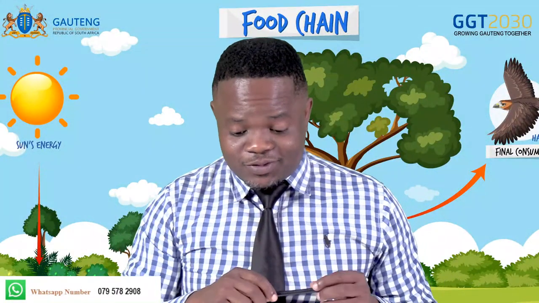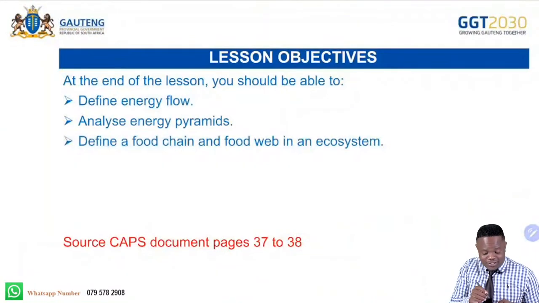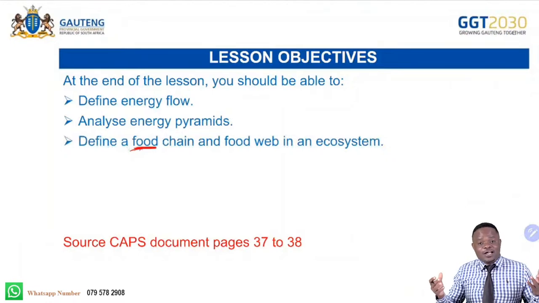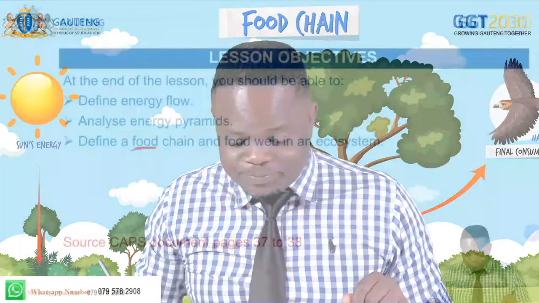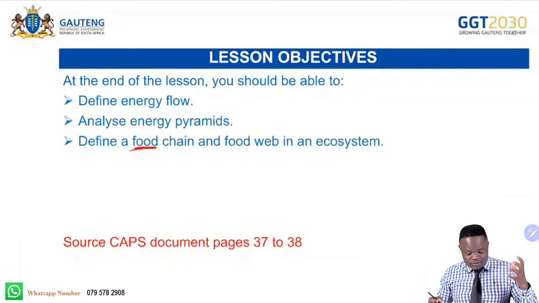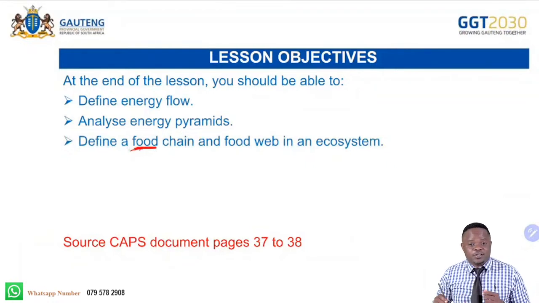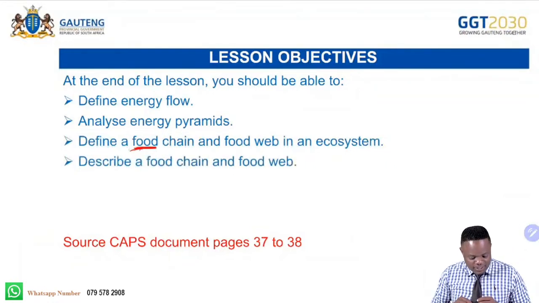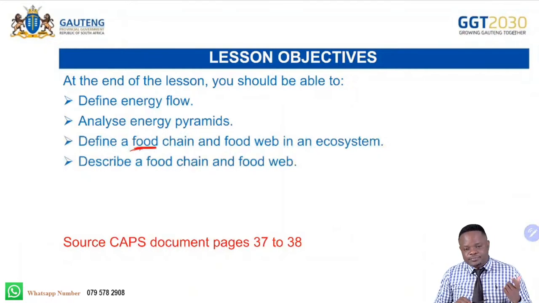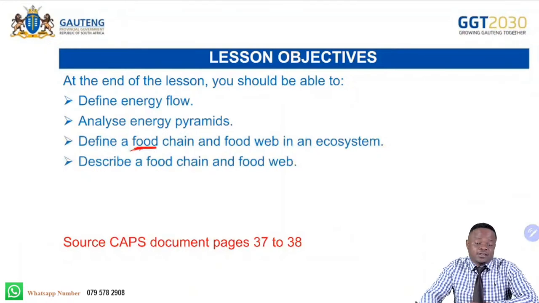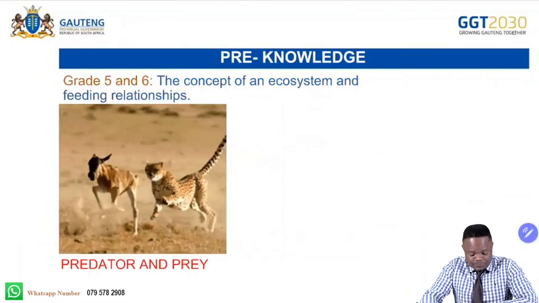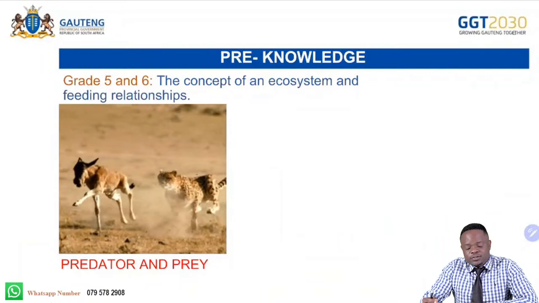I believe this is quite an interesting topic because when you talk about food, it is something that most of us love. So I hope we're going to enjoy this lesson the way we enjoy our food. So we'll talk about the food chains and food webs in our ecosystems. And then also we want to describe a food chain and a food web. So these are our objectives for our lesson today.